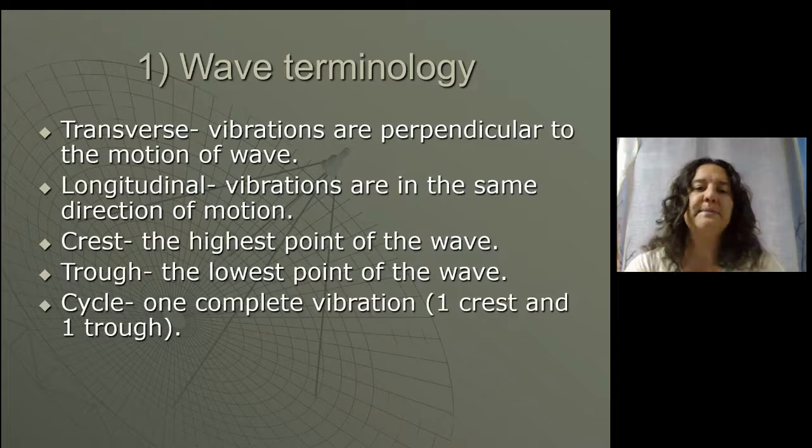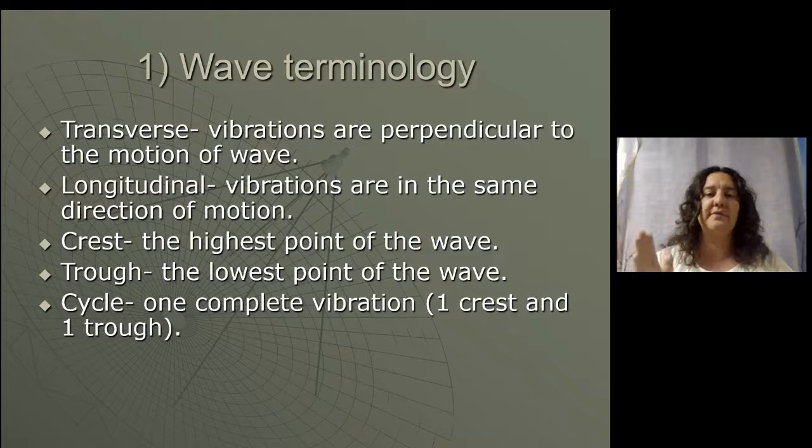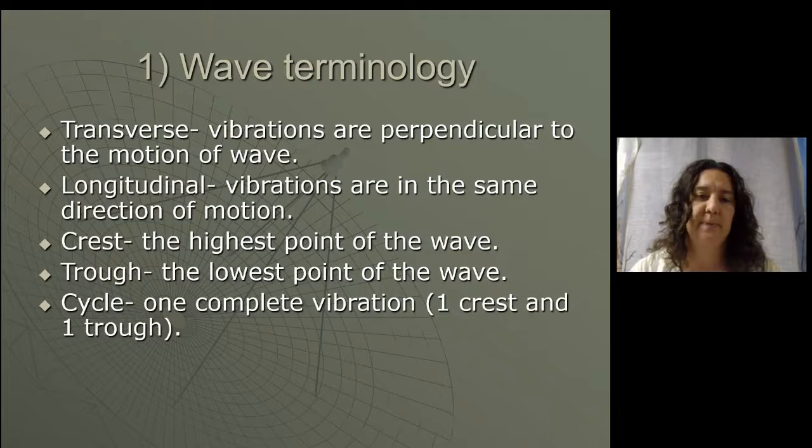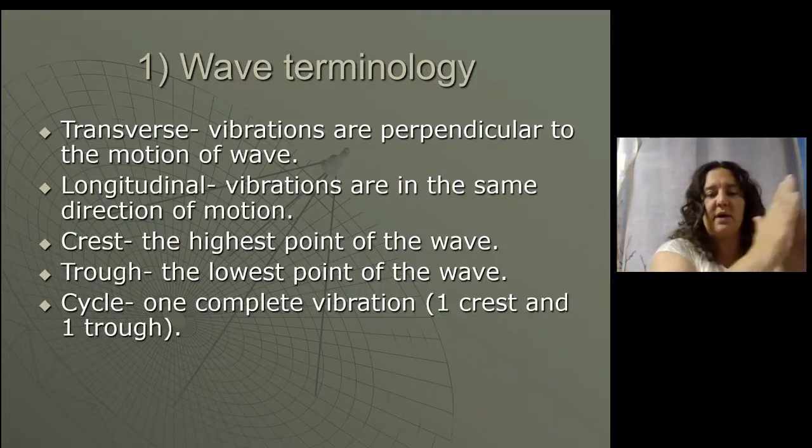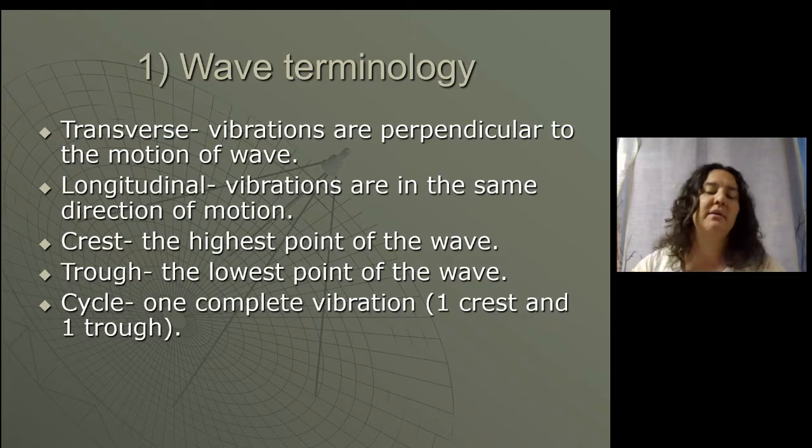Transverse waves mean that vibrations are perpendicular to the motion of the wave. Transverse waves are going to be like waves on the ocean, where they move up and down while going this way through space. Now, longitudinal waves are going to be vibrations in the same direction of motion, like if you're shoving back and forth on a spring.